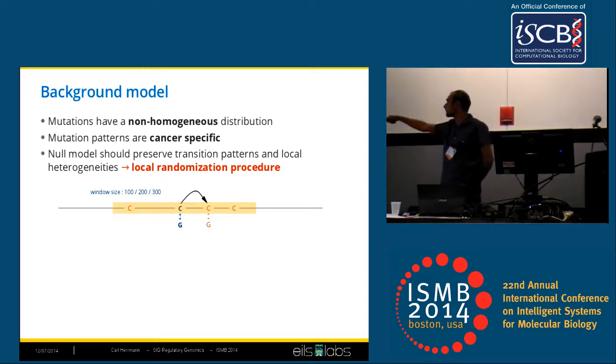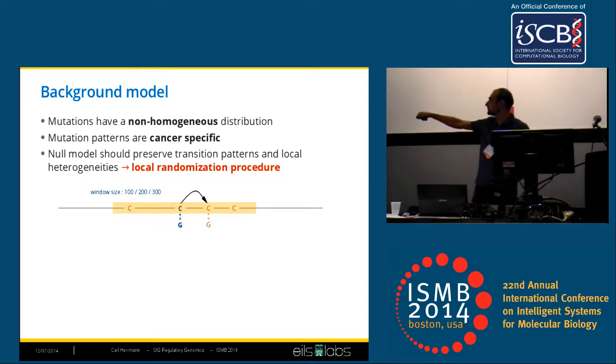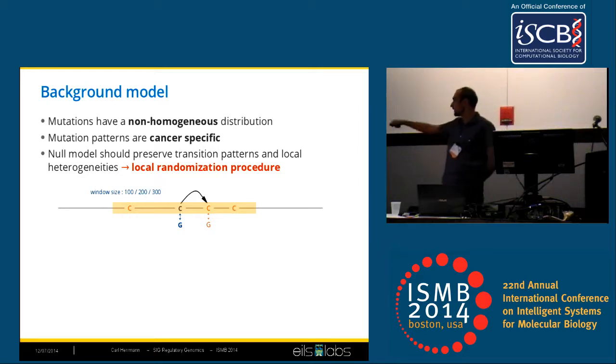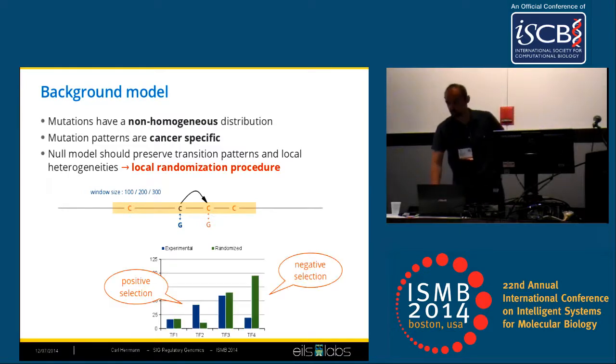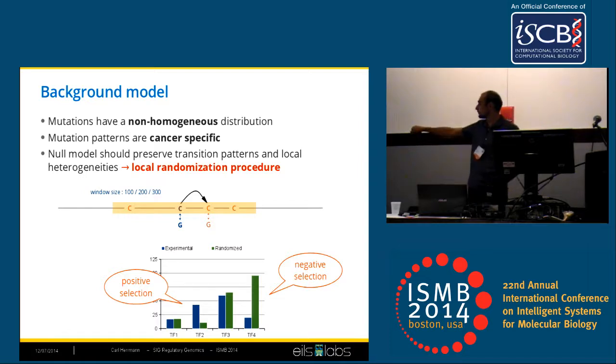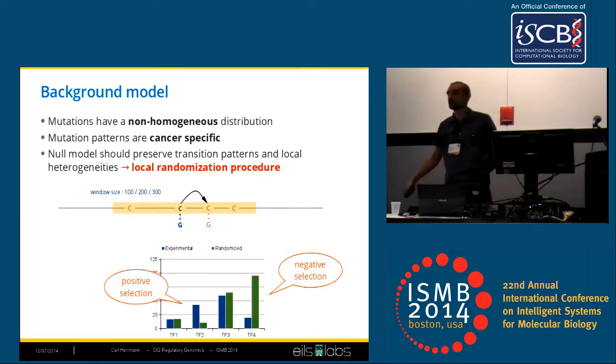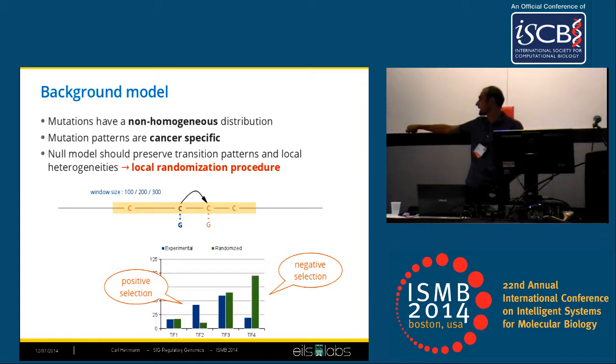And so we're using a local randomization procedure where, around each SNV, we shuffle the mutation locally in a window of various sizes, so as to preserve the distribution and the specific patterns of mutations. And having this background model, we can now compare what we observe, for example the number of disruptions of binding sites, to the expected number. And we might have a situation where we have much more than expected, which would be a sign of positive selection, or much less than expected, meaning that these binding sites are preserved, which would be negative selection.